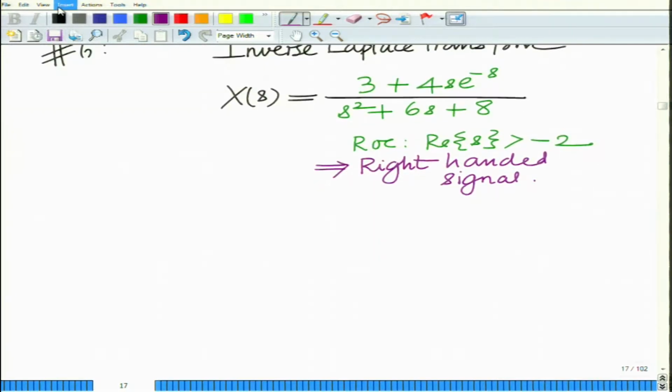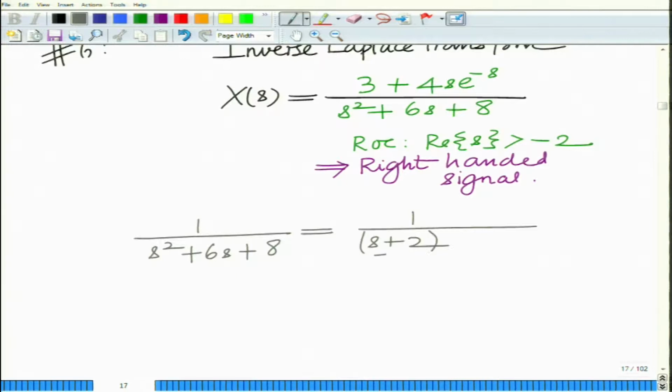Okay. Now, we start by considering 1 over s square plus 6s plus 8, this is equal to 1 over (s plus 2) times (s plus 4), which is equal to half 1 over s plus 2 minus half 1 over s plus 4.